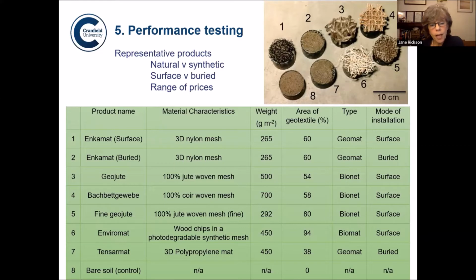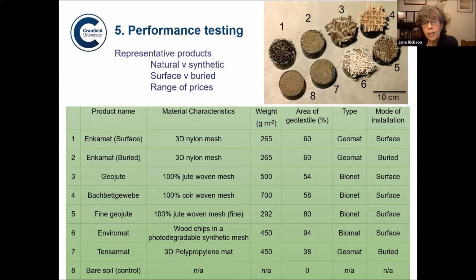So you'll see these product names, and yes, many other geosynthetic products are available on the market, but these were representative of the products when we first started this experiment. You'll see the different product names and some description of the different materials. So we had a mixture of synthetics and natural, as I've mentioned, different weights, different area of geotextile, and different modes of installation.